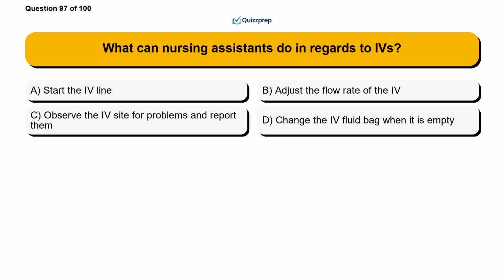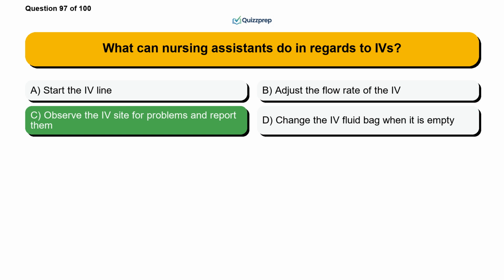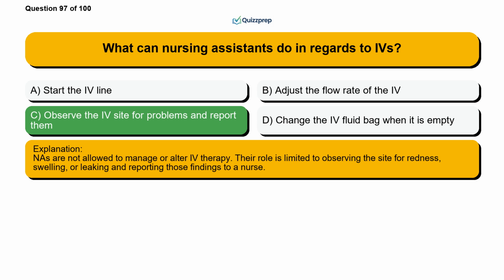Question 97. What can nursing assistants do in regards to IVs? Option A, start the IV line. Option B, adjust the flow rate of the IV. Option C, observe the IV site for problems and report them. Option D, change the IV fluid bag when it is empty. The correct answer is option C, observe the IV site for problems and report them. NAs are not allowed to manage or alter IV therapy. Their role is limited to observing the site for redness, swelling, or leaking and reporting those findings to a nurse.